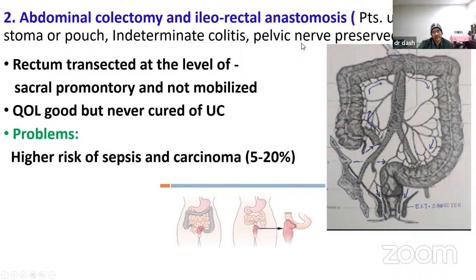And as Dr. Sujoy said, in younger people, younger ladies, where fecundity is a matter of concern, there we can try before their marriage, maybe, to do an abdominal colectomy and ileorectal anastomosis for preservation of the nerves. Here, the rectum is transected at the level of the sacral promontory and is never mobilized. Because if you mobilize the rectum at that point of time, next time the pelvis will be frozen, you won't be able to do a pouch. The problems are, of course, high stool frequency, high risk of sepsis, and there's a definite risk of malignancy in about 5 to 20% of cases.